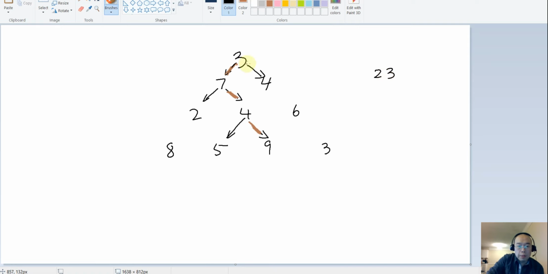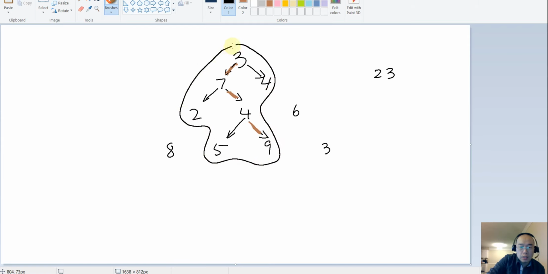Why? Because if you see, those are the values we have checked. This is the problem, because we never bother to check the 6 here, 3 here, and 8 there. Why? Because their parents are the smaller values. For example, we don't even have a chance to visit 6 because 4 is smaller than 7. And we don't have a chance to check 8 because its parent 2 is smaller than 4.